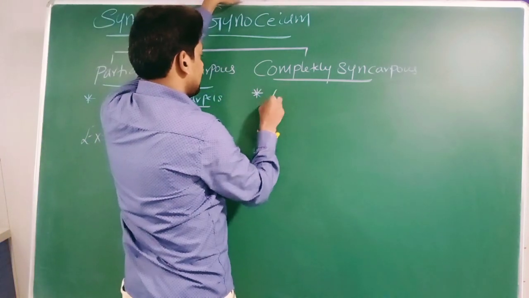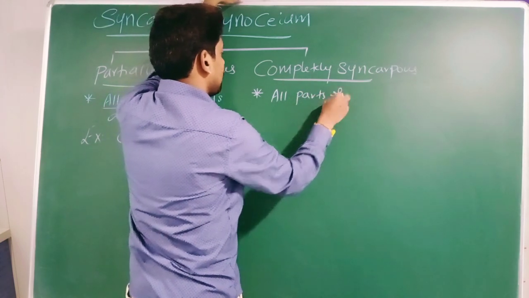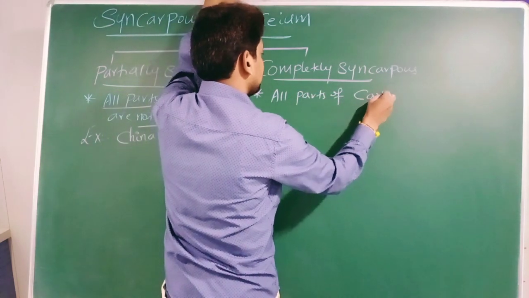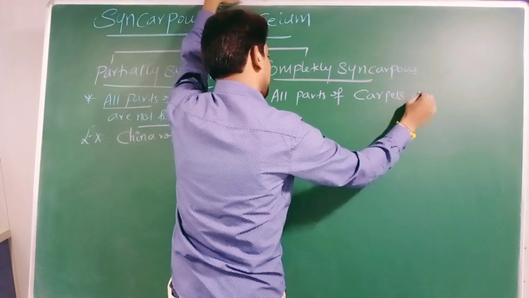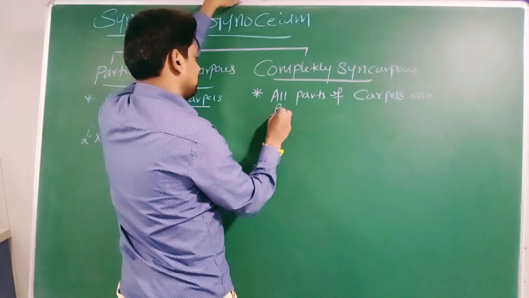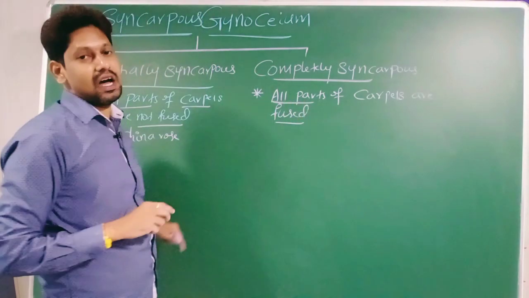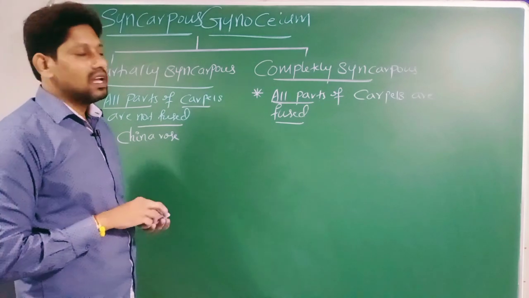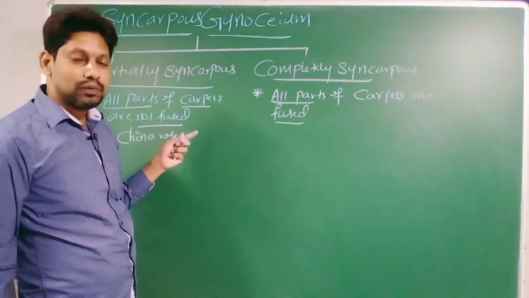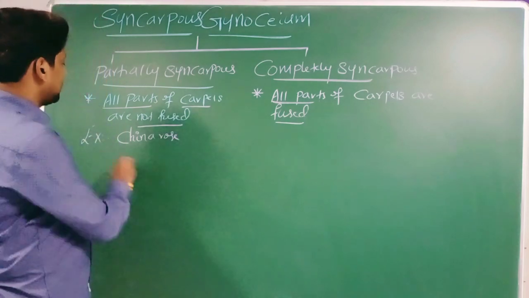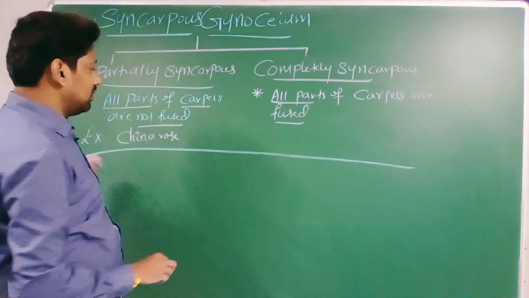Now go for complete Syncarpus. What happens here? All parts of carpels are fused. What is it called? Completely Syncarpus. Is it okay? Now see this statement.